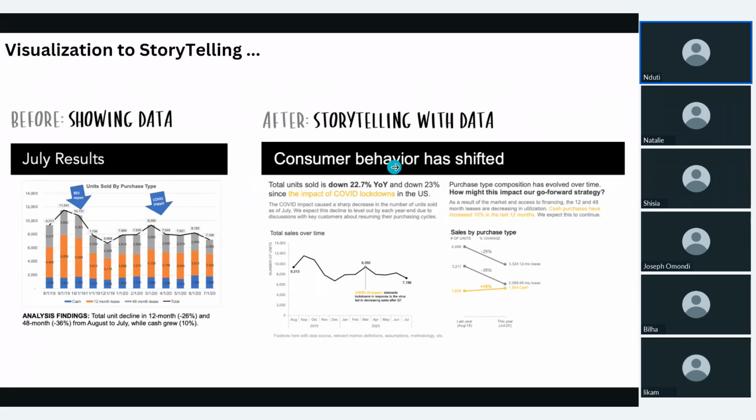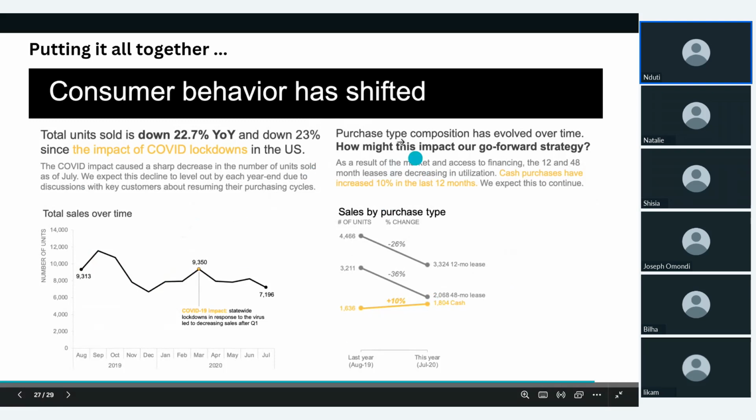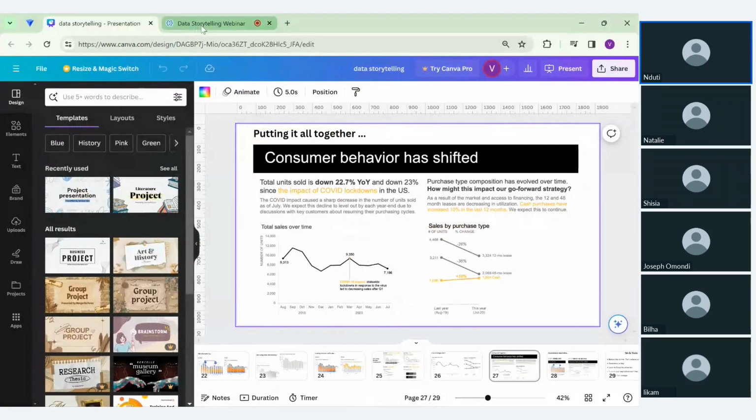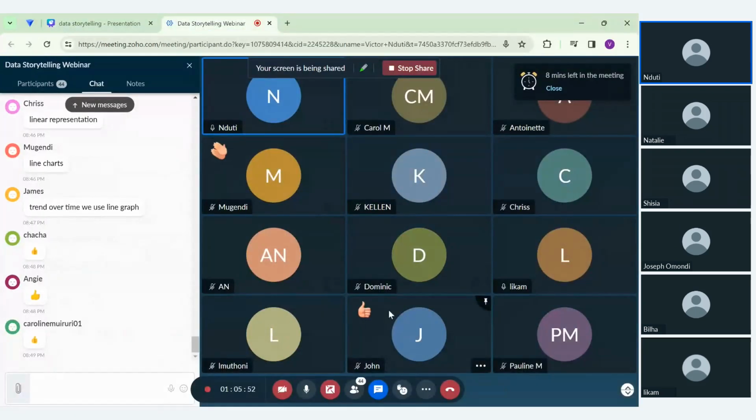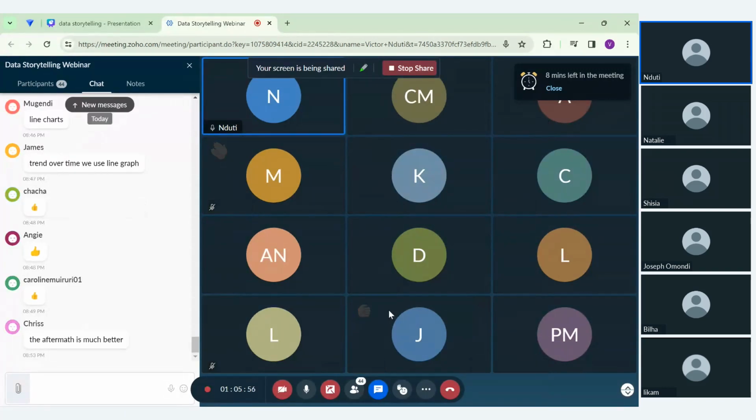And I don't know what you guys think. Do you think we can improve on this, or do you feel as if we are there? What do you guys feel? We can maybe improve on that. Who feels like we can improve on that? The aftermath is much better.